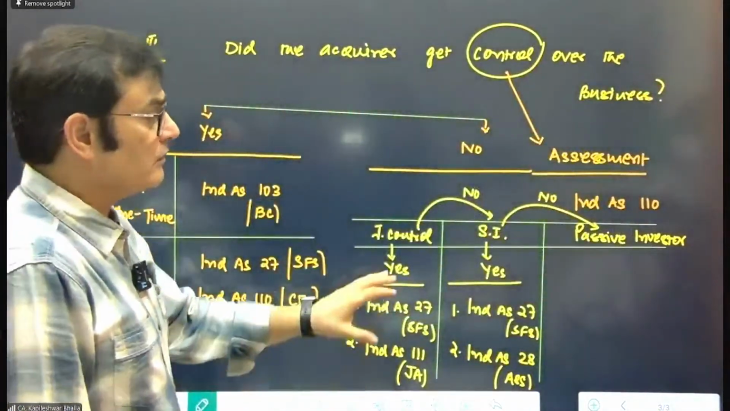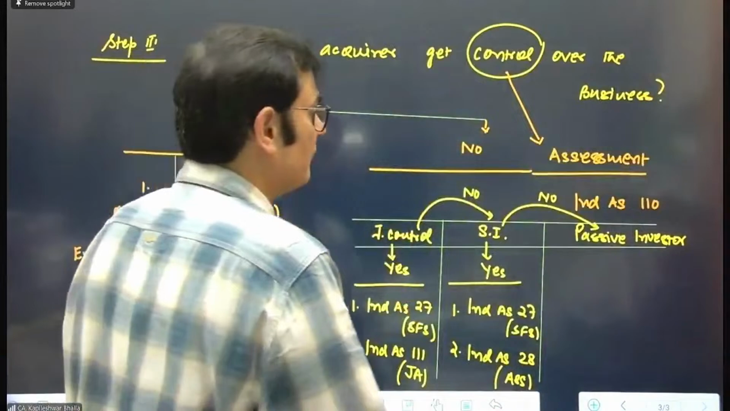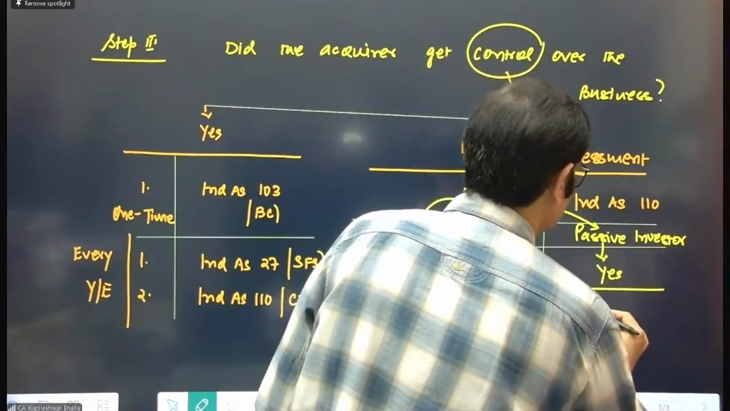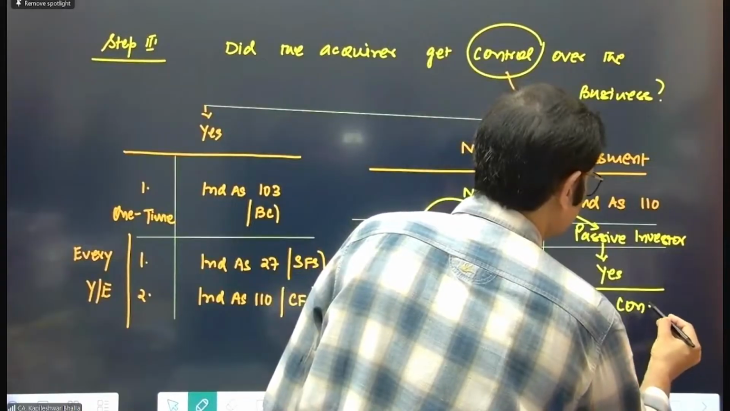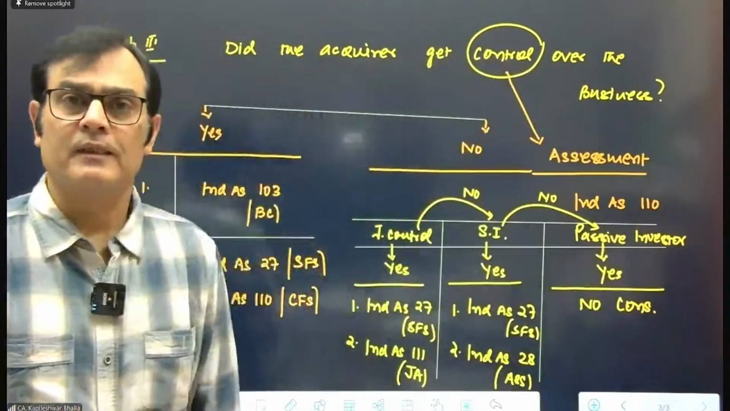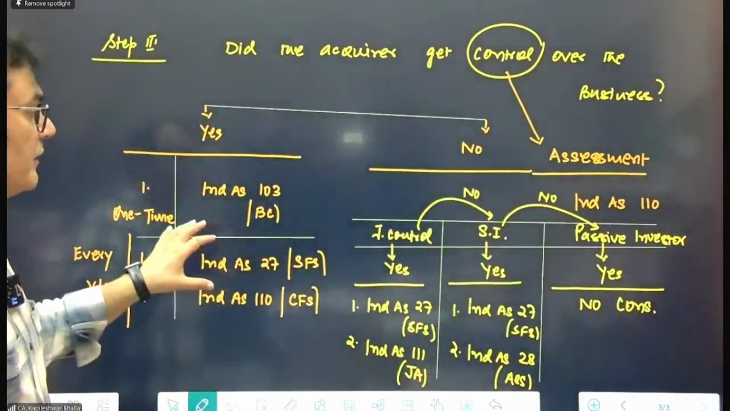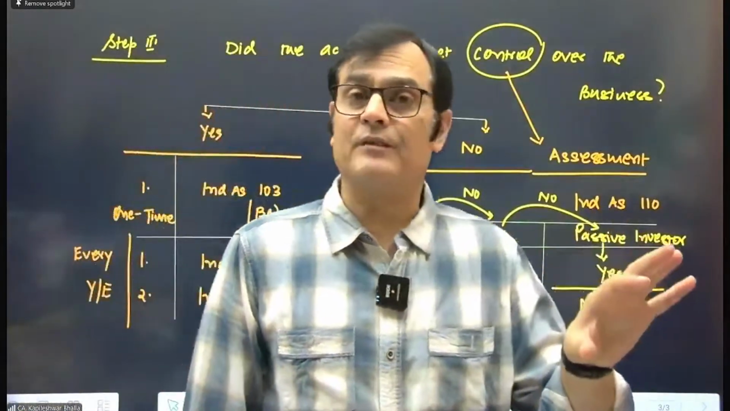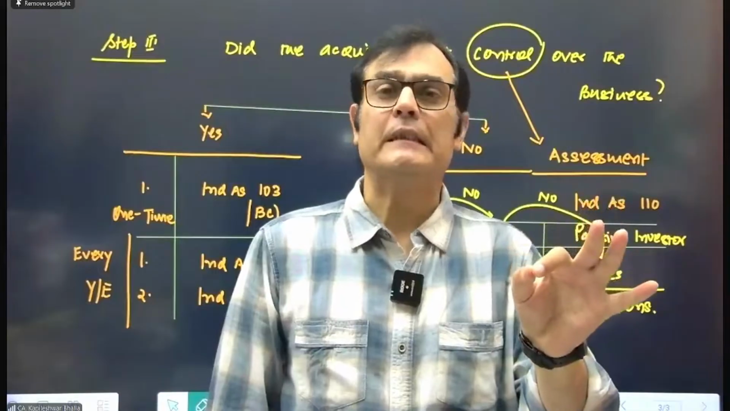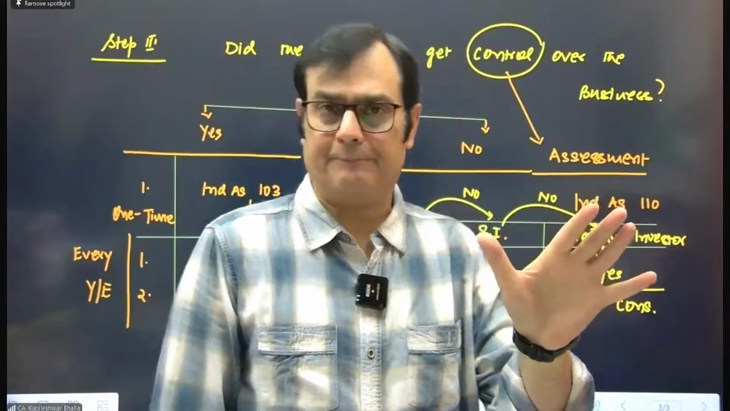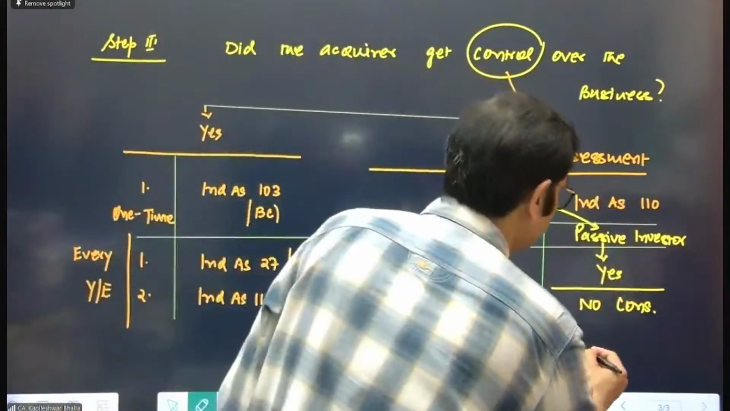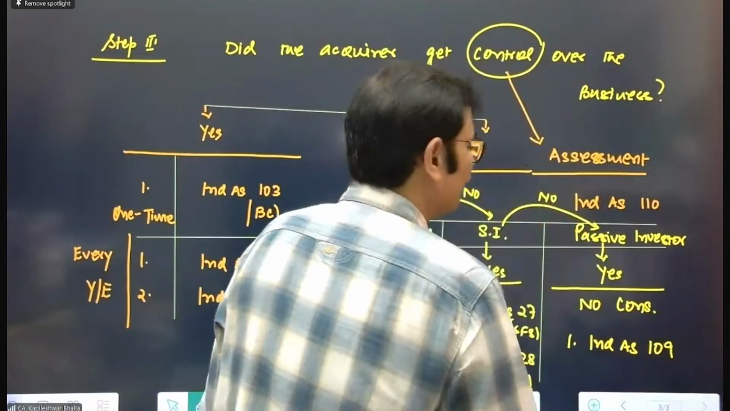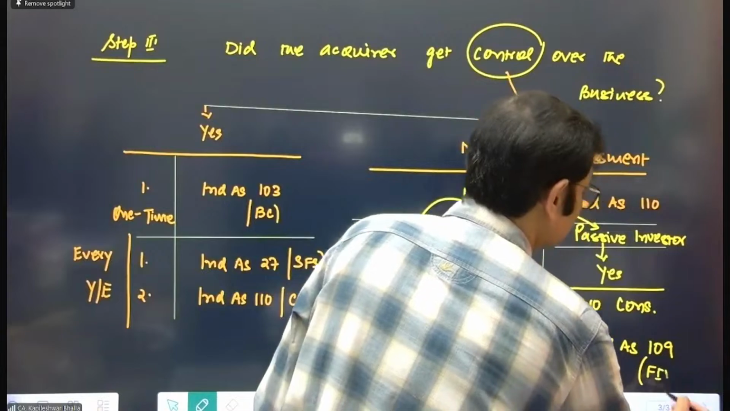And if it's not even a significant influence and it is a case of a passive investor, then there will be no consolidation. Consolidation happens only when you get a control, a joint control or a significant influence. For a passive investment, which is generally a percentage below 20, we are supposed to apply only one standard, that is Ind AS 109, financial instruments.